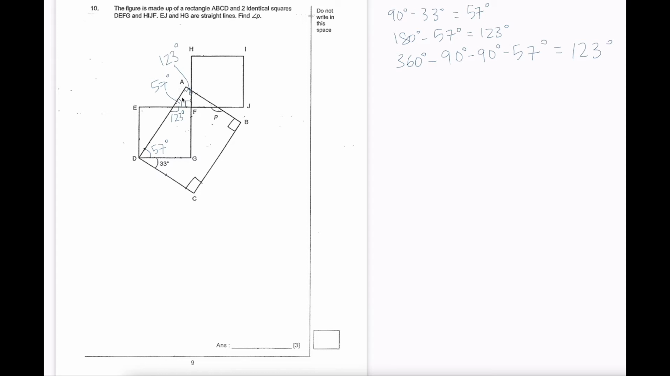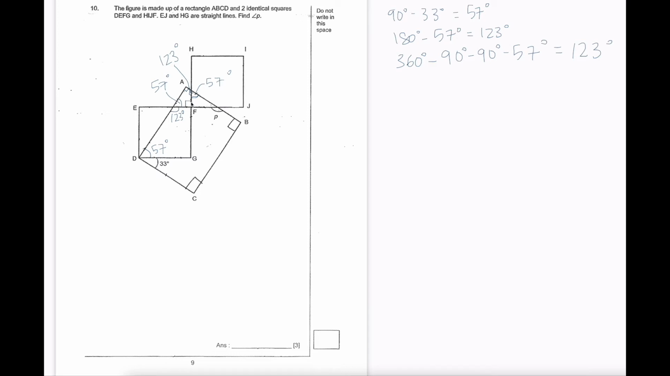Okay, 4-sided shapes are always 360 degrees, I'm sorry. Okay, squares 90, 90, 90, 90, 360. Rectangles 90, 90, 90, 90. You also get 360. Okay, please bear that in mind. So with that, we can find out what's this angle. Okay, it will just be 180 minus 123. And we are going to get 57 again.